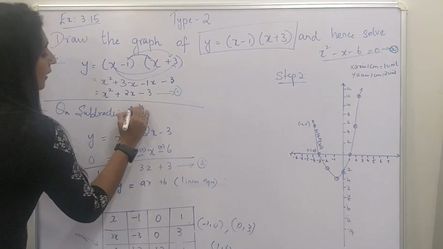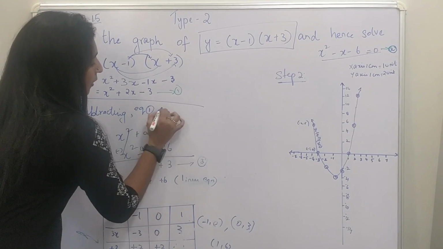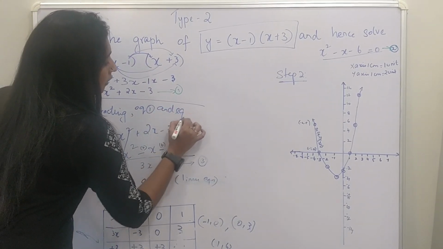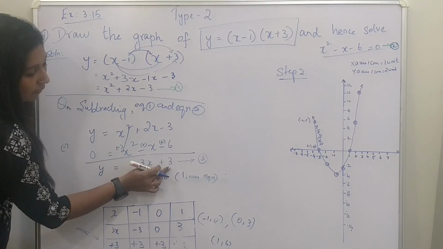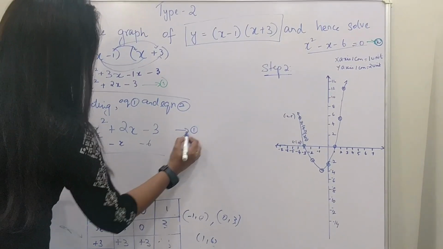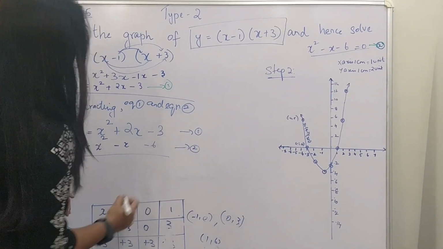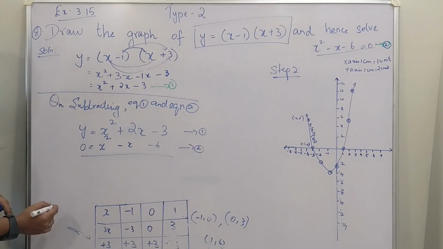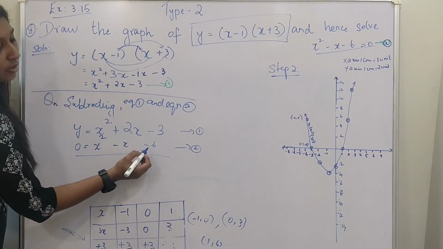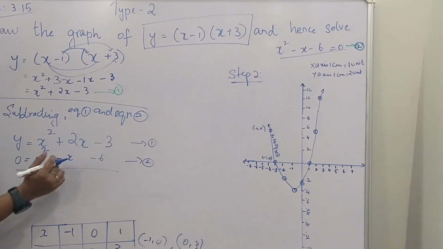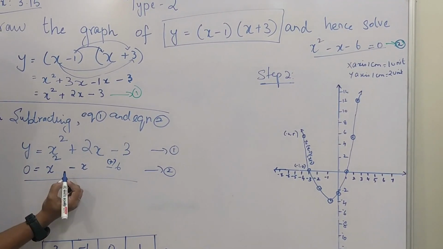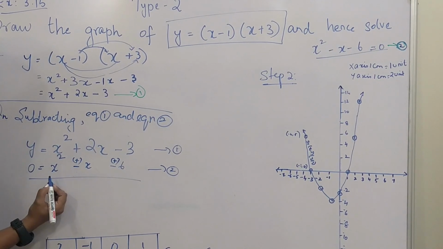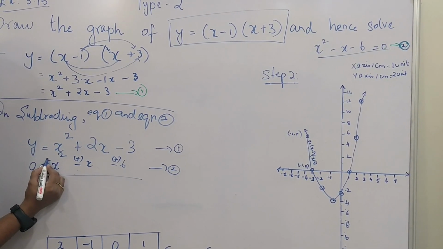So on subtracting equation 1 and equation 2, we will be getting this value. So this is equation 1 and this is 2. Now we are going to subtract two equations. So when you are subtracting, you should know the signs will be changing for all the equations. So minus 6 will become plus 6, minus x will become plus x, x squared will become minus.